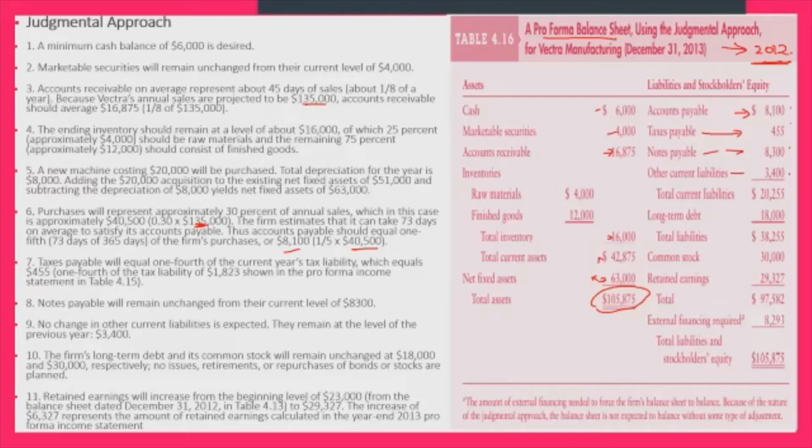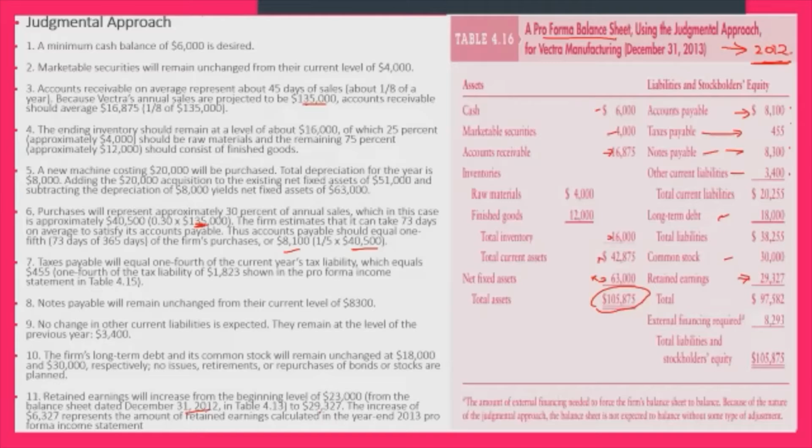The firm's long-term debt and its common stock will remain unchanged at 18,000 and 30,000. Right? That remains. Retained earnings will increase from the beginning level of 23,000 from the balance sheet 2012 to 29,327. The increase of 632 represents the amount of retained earnings calculated at the end of 2013 from the income statement.